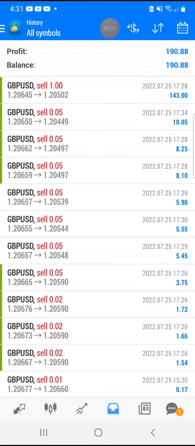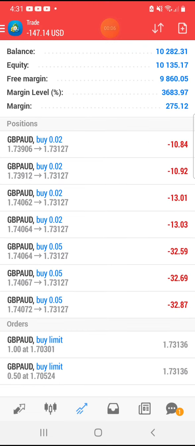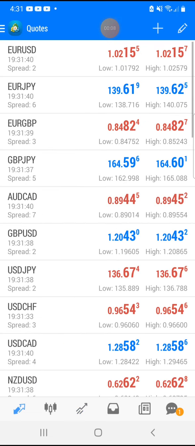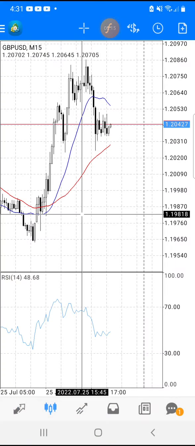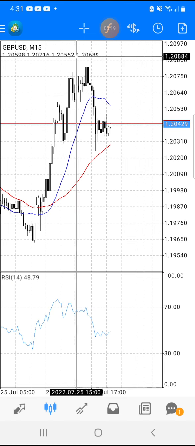I took some positions on GBPUSD and I'll show you what I did. GBPUSD, how did I take the position? How did I get those positions? Good. Now I took a position on this particular trade on a 15 minutes time frame around this region.